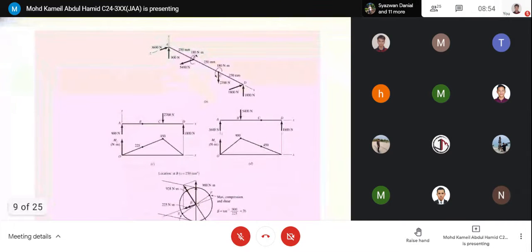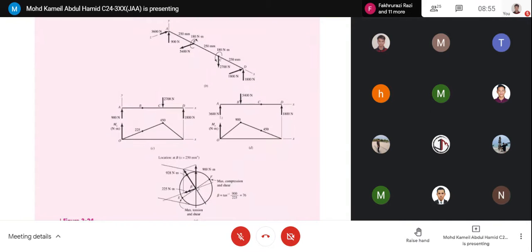Okay, so you can tengok from XY plane and then XZ plane. Okay, so you can use this approach. Okay, tengok boleh faham tak? Syed Hassan, okay tak? Ada soalan?